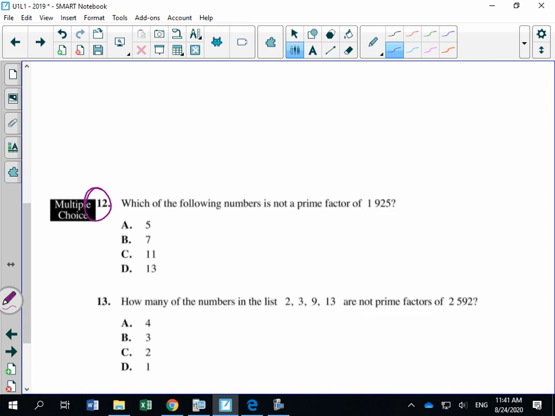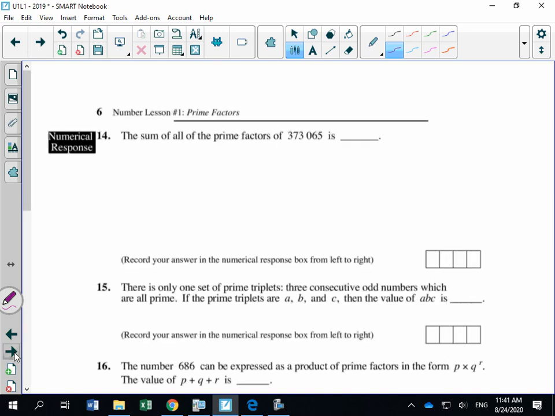Which of the following is not a prime factor? So all of these are prime numbers, right? So these are all prime numbers. And you just have to divide all of these 1925 by all of these numbers, and one of them will not work. Okay, so do 12, do 14. The sum of all of the prime factors.